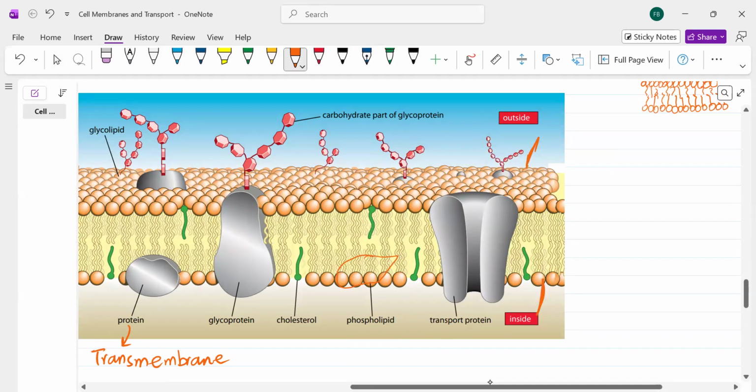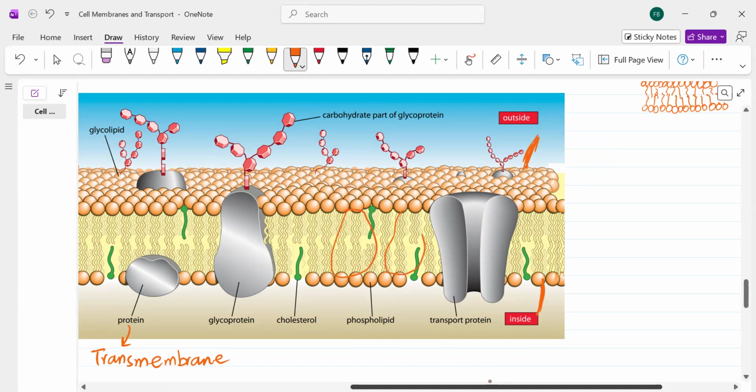Extrinsic proteins are present outside the membrane. They will be attached over here, or they may be present inside, but they are not intrinsic. Intrinsic proteins are those which will be embedded like this.